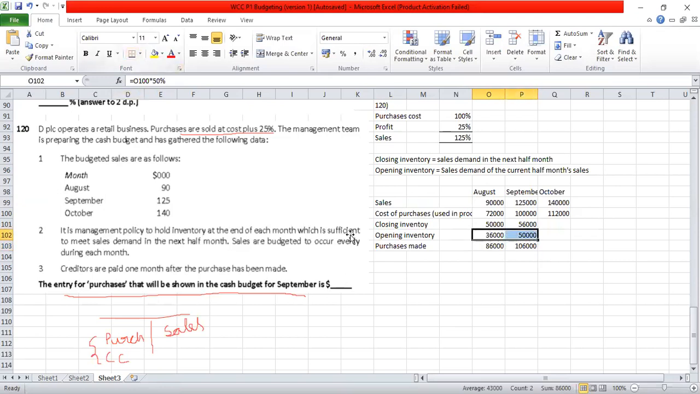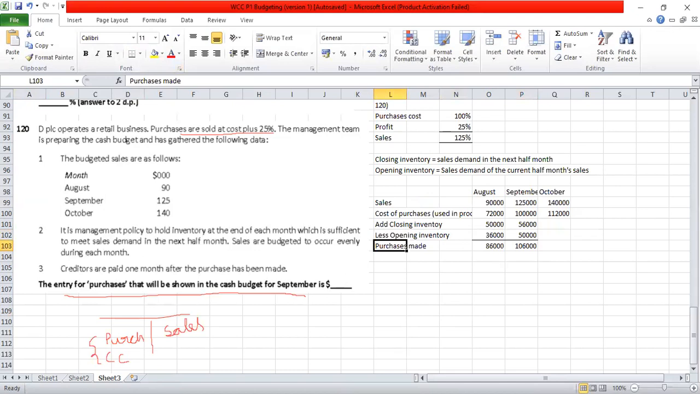Yes. So this, I'll put it as add. Yes. So the purchases value which was made is 86,000 and 106,000. But we are discussing about what is the payment part of it.